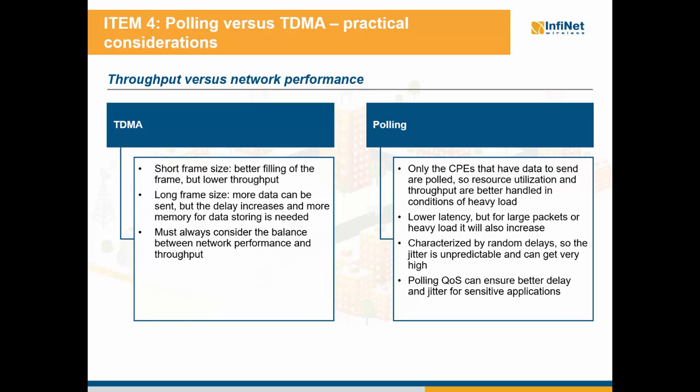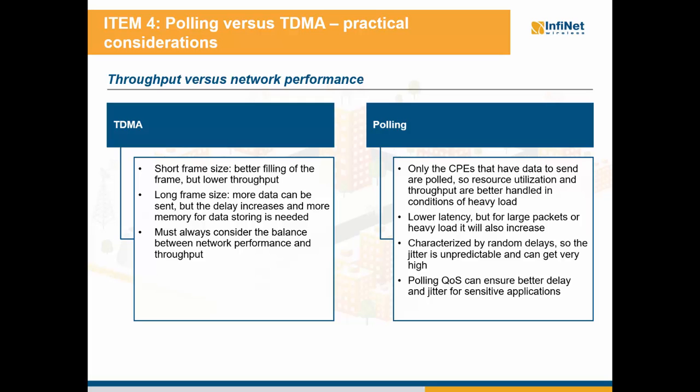This leads to an increase of jitter, of course, which is the deviation from the average delay of the packet. Jitter is therefore random and can vary within large limits. However, with polling QoS, we can ensure better delay and jitter values for sensitive applications. In TDMA, jitter is very stable since the transmission slots are fixed.